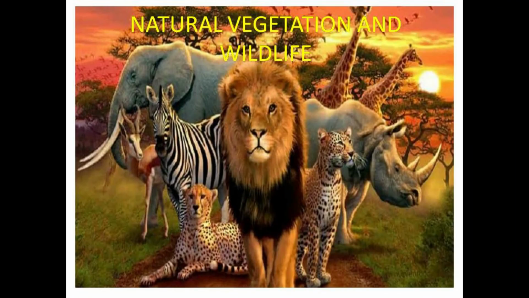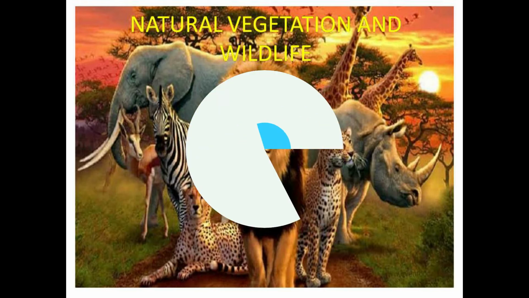The next topic in this series is wildlife. The whole animal world is classified into two categories. One is domestic animals and the other one is wildlife. Domestic animals are those animals which are used by human beings. On the other side, wildlife, that is wild animals, are those which are not used by human beings but they exist in nature, on land, in air or in water.